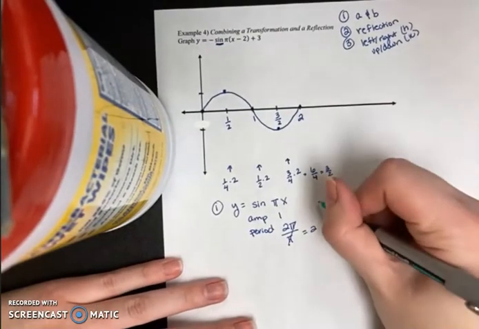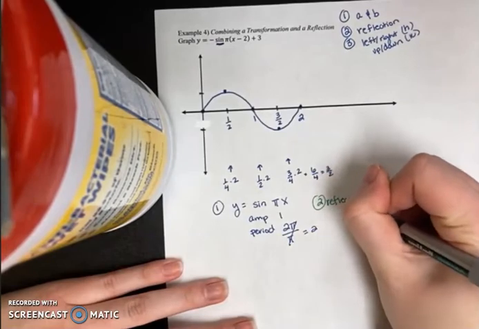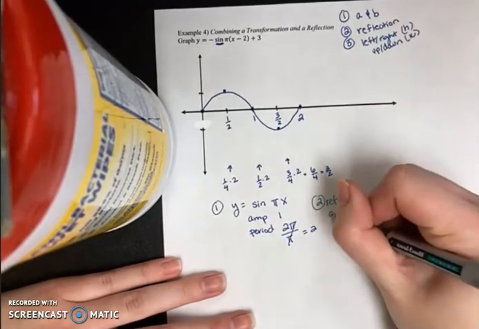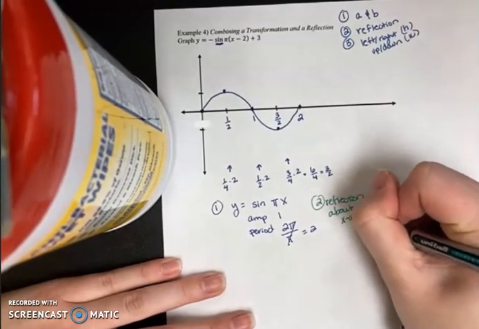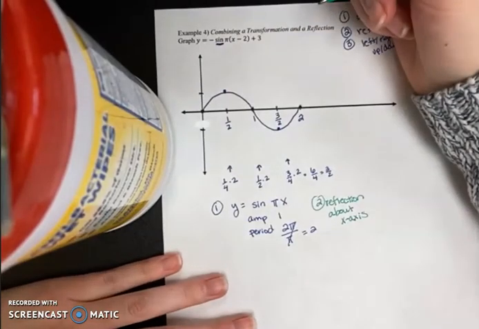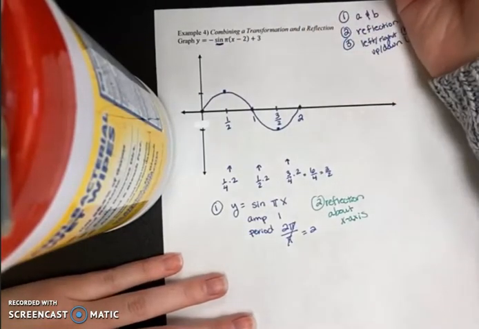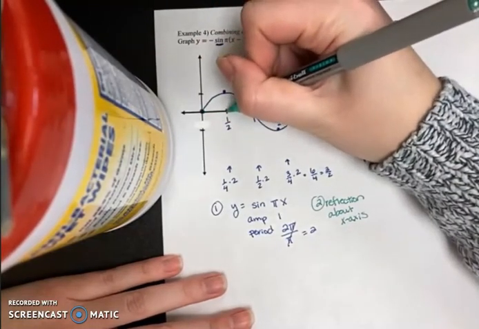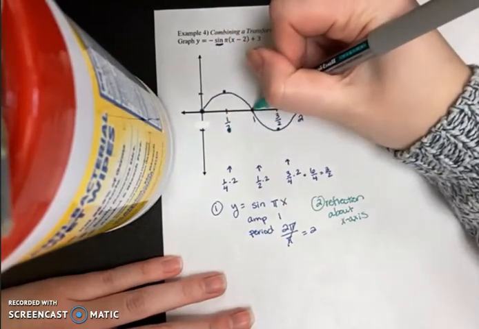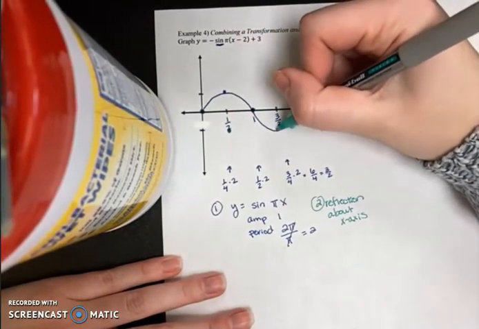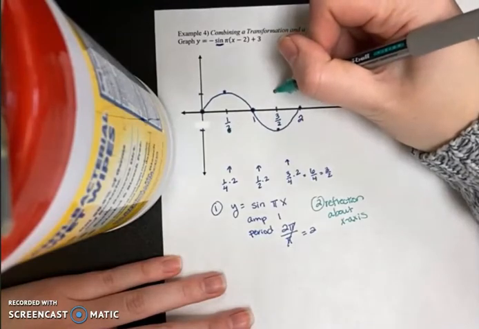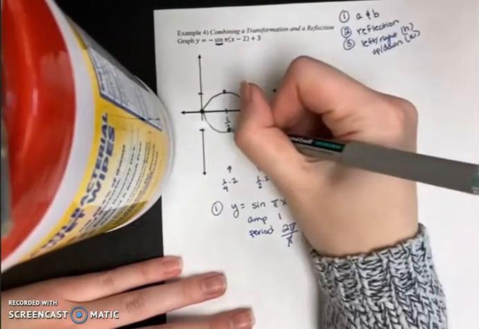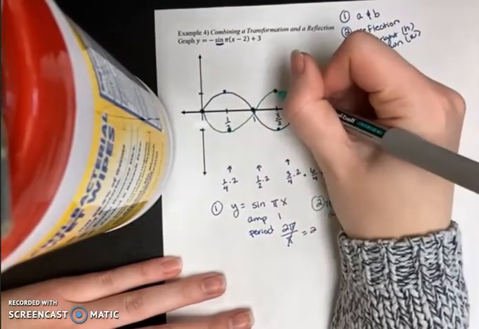Step 2 would be the reflection. Simple enough. When we reflect about the x-axis, you can write that if you like, the x-intercepts stay exactly where they are, but the maxes become mins and the mins become maxes. So I have a point here. At 1/2, instead of going up 1, I'm going to go down 1. At 1, it stays the same. At 3/2, instead of going down 1, we go up 1. And then at number 2, it stays. So this green graph is my graph with the reflection.